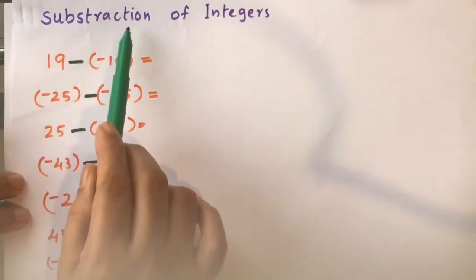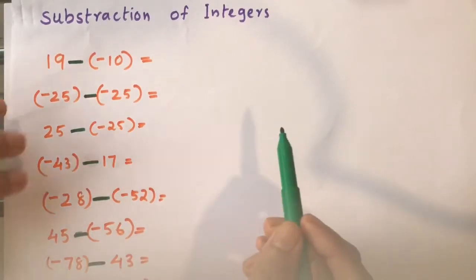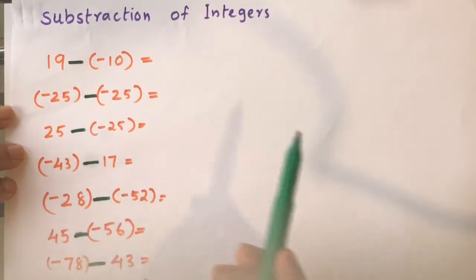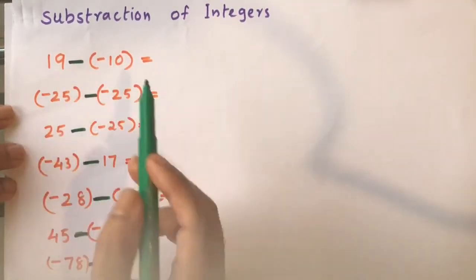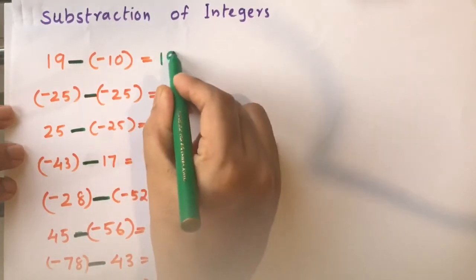Today we will discuss subtraction of integers. In the last video we discussed the addition of integers. Here we need to subtract negative 10 from negative 19. To subtract the integers, keep the first integer the same way, that is negative 19.